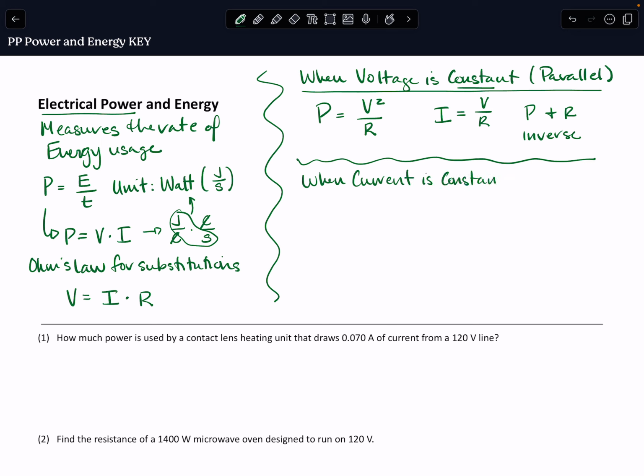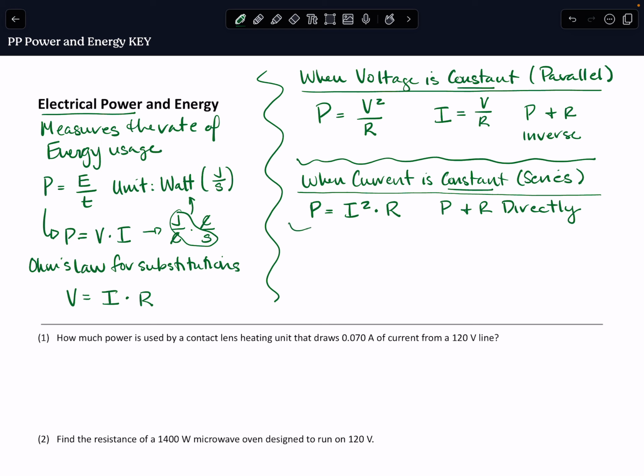All right. When current is constant, all right, this happens in series setups. All right, now we don't have many of these outside of the lab and Christmas lights. All right, but it can happen. And when that happens, we need to remove voltage from our equation. So we use Ohm's law again, and we solve it for voltage, which we know is I times R. We plug that in for voltage in our power formula, and we end up with current squared times the resistance. All right, now, in this case, you can see that power and resistance are directly related.